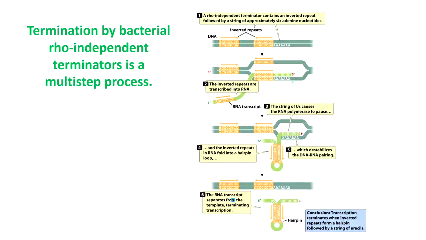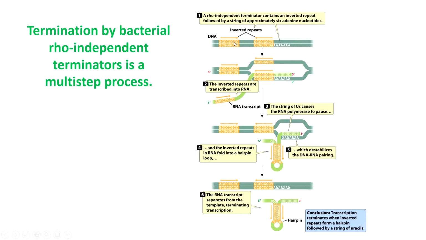Termination by bacterial rho-independent terminators is somewhat similar in that a hairpin is formed, but there's no protein involved at all. And so a rho-independent terminator contains an inverted repeat. So this is what an inverted repeat is. This is essentially a mirror image complement to itself.